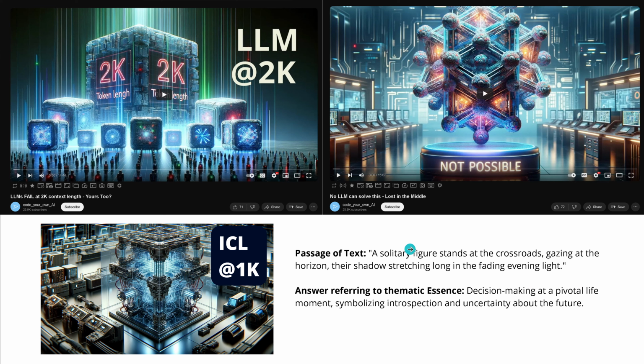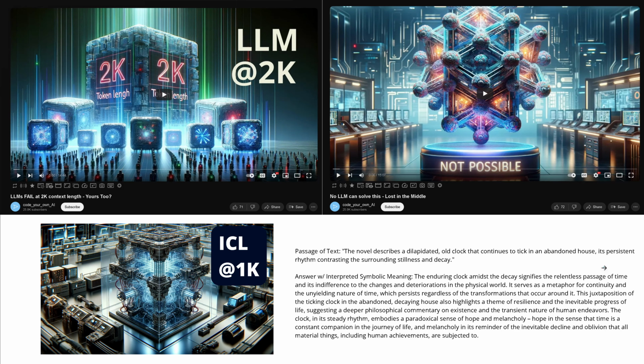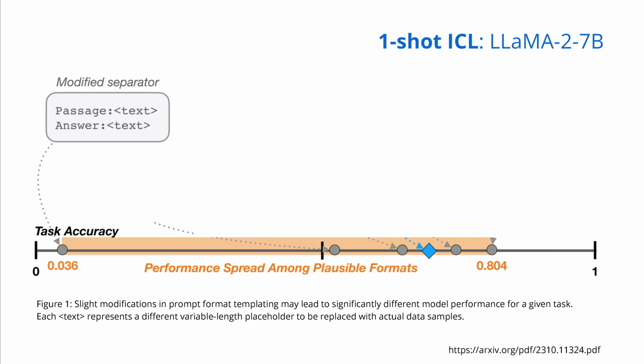So in-context learning here is very easy. You have a passage of text. You say, hey, this is the task, and I would like you to answer in this way. So you teach the LLM what form of answer you would like to have. This is it. It can be complex, can be really easy. So let's take a Llama 2 7B model and do just a simple one-shot in-context learning.